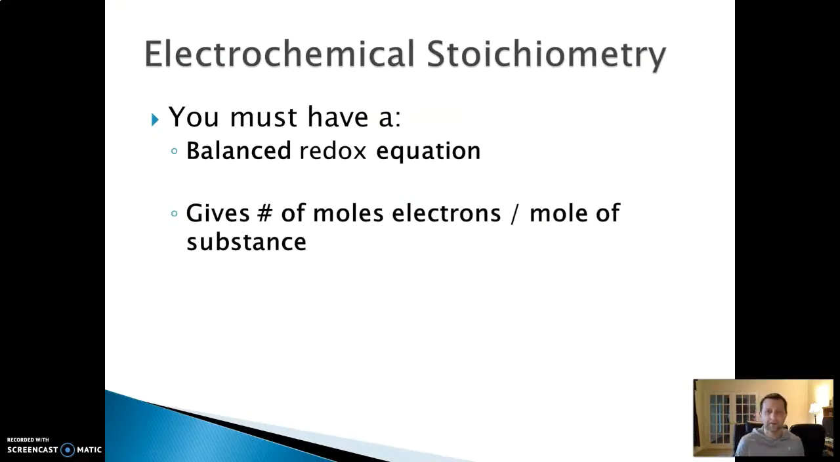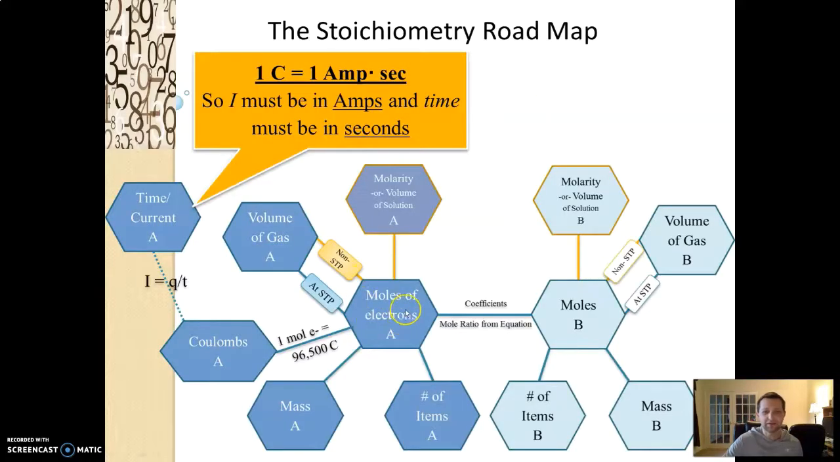Before we do anything, we need to have a balanced redox equation. So that is really important. You can't just jump right into this and try to do your stoichiometry without that balanced redox equation, because what are you going to get from that? Well, you're going to get your moles of electrons. Okay, and to go either to the left of this here or to your mass, you need to go through moles of electrons. So you need to have that.